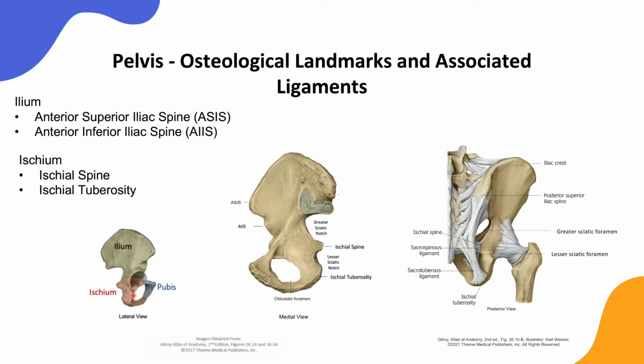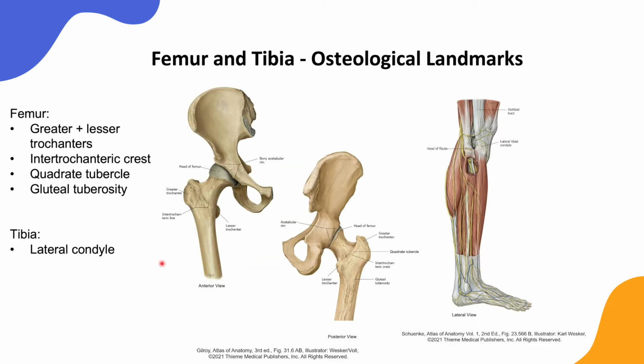We can see that the ischium and pubis come together to form the obturator foramen, and on the ischium we can find the ischial spine and tuberosity. Additionally, the sacrospinous and sacrotuberous ligaments make the greater and lesser sciatic notches into the greater and lesser sciatic foramina. In this image, we can see the head of the femur articulating with the pelvis at the acetabulum.